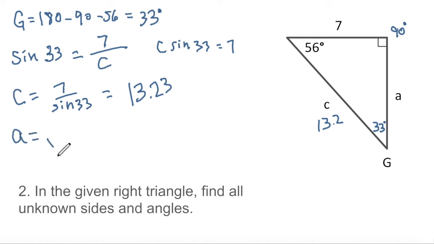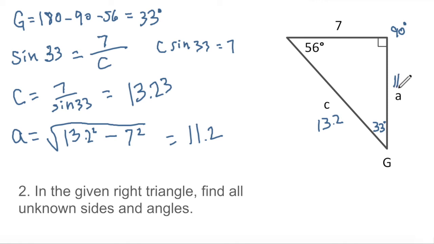Let's see, it's the square root of the hypotenuse squared, 13.2 squared, minus the other side squared, 7 squared. And when we multiply that out, what we get for side A is 11.2. So now we have a side A of 11.2. So we've solved this entire triangle. We started out with the sum of angles. We applied the sine function to figure out what the hypotenuse is. And then we used the Pythagorean theorem to figure out what side A is.